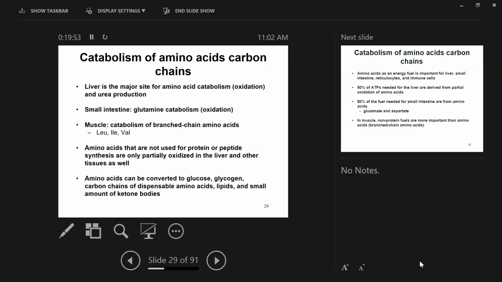Lots of amino acids are not used for protein or peptide synthesis in the liver, right? In other words, the protein synthesis activity is not very active in the liver. Most amino acids are partially metabolized in the liver to generate alpha keto acid, right? And they can also be used for gluconeogenesis in the liver for producing glucose or glycogen, depending on the abundance or availability of amino acids in the body.